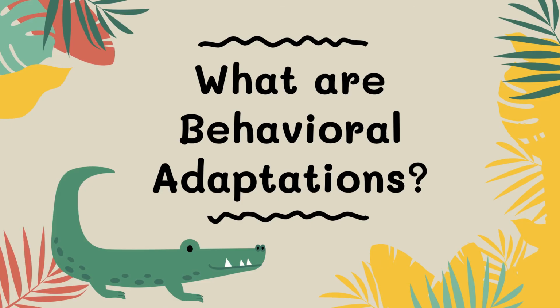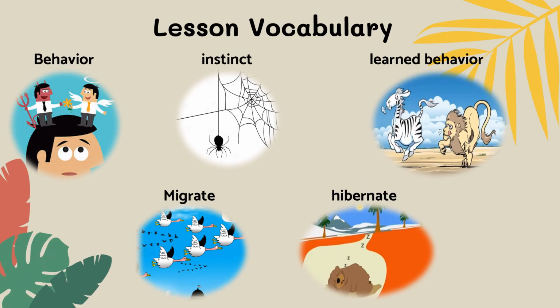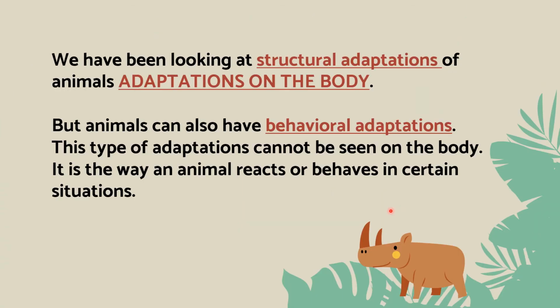Now let's talk about behavioral adaptations. And the lesson vocabulary is behavior, instinct, learned behavior, migrate, hibernate. We have been looking at structural adaptations of animals, that means adaptations on the body, but animals can also have behavioral adaptations. This type of adaptation cannot be seen on the body. It is in the way an animal reacts or behaves in certain situations.